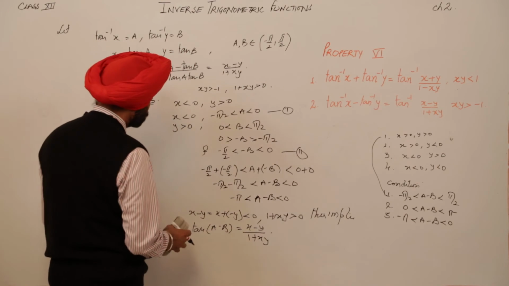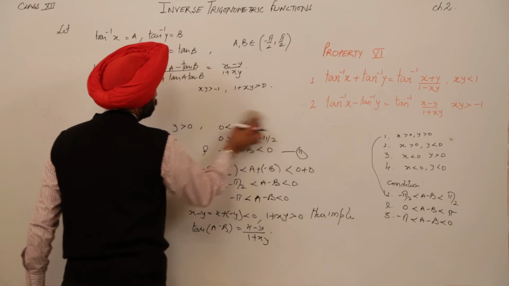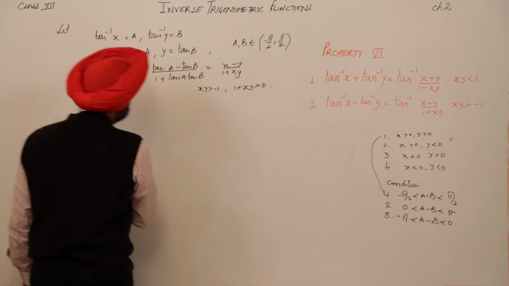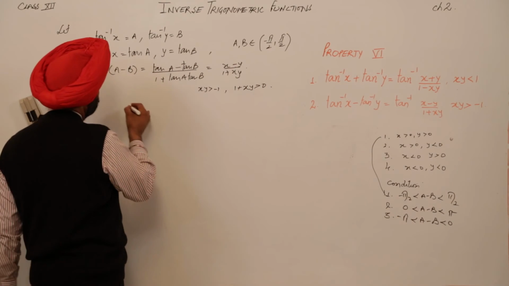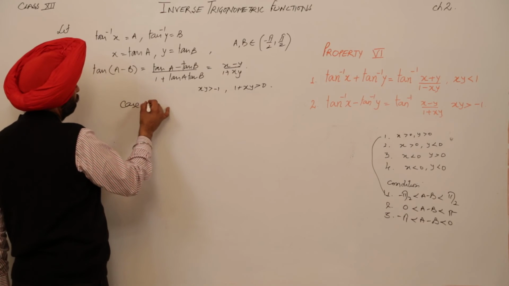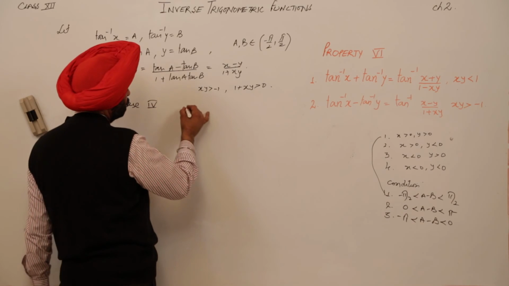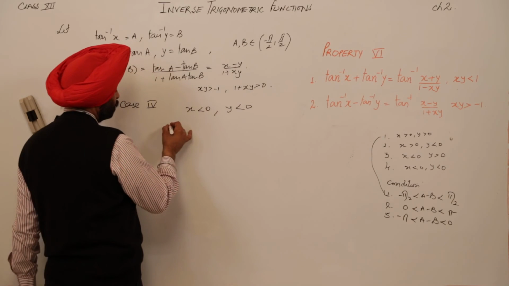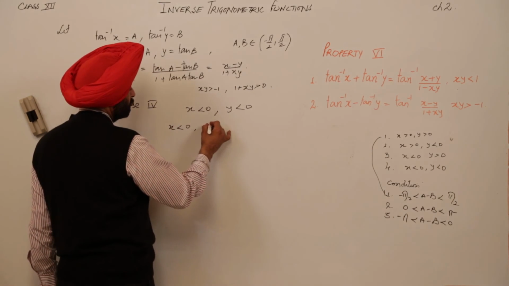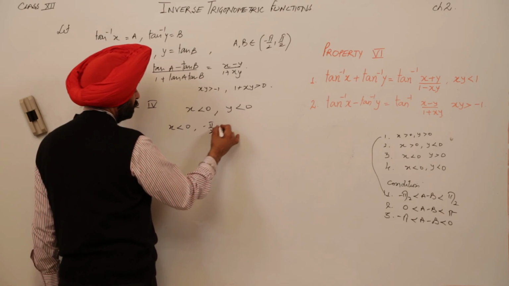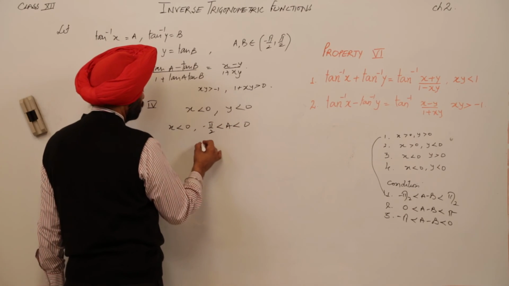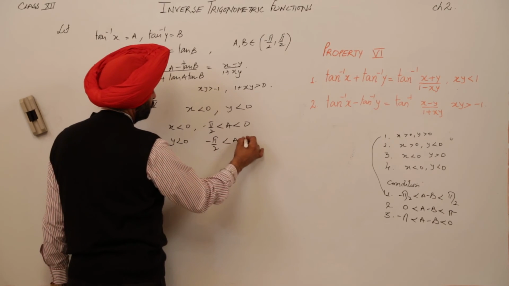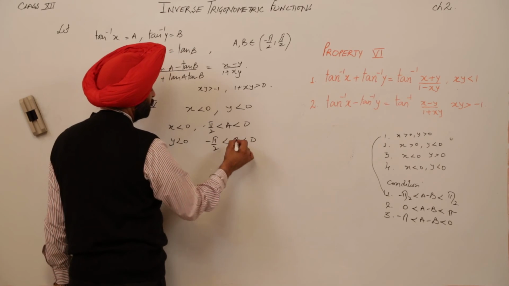So this was case 3, and finally approaching case 4. Case 4, what is case 4? X is less than 0 and y is less than 0. Now again simple, x is less than 0, it means what? Minus pi by 2 is less than a is less than 0. When y is less than 0, again minus pi by 2 is less than b is less than 0.